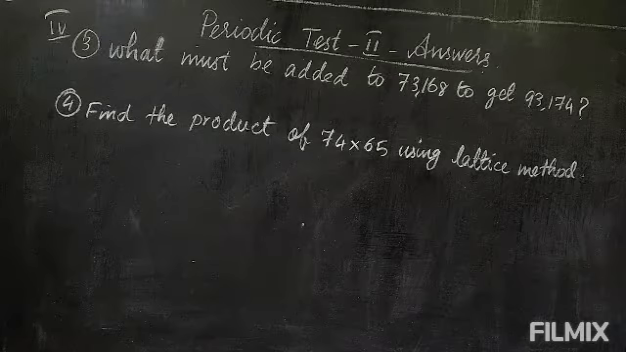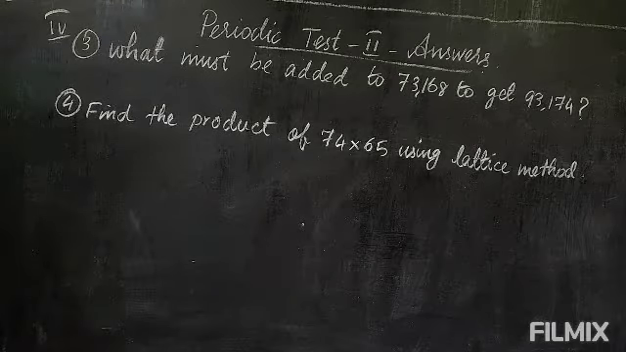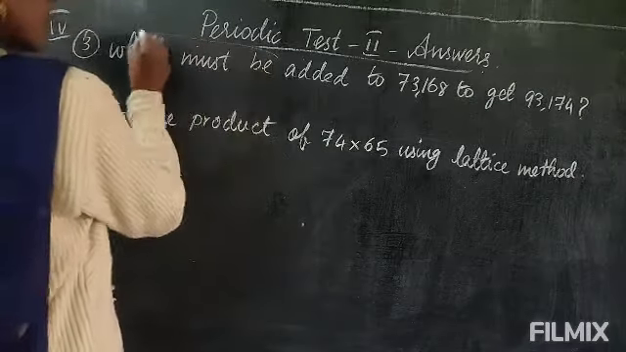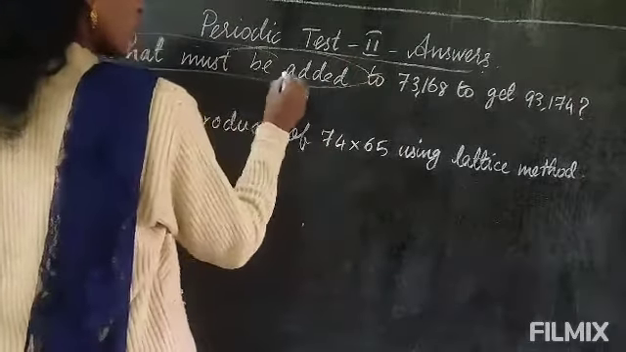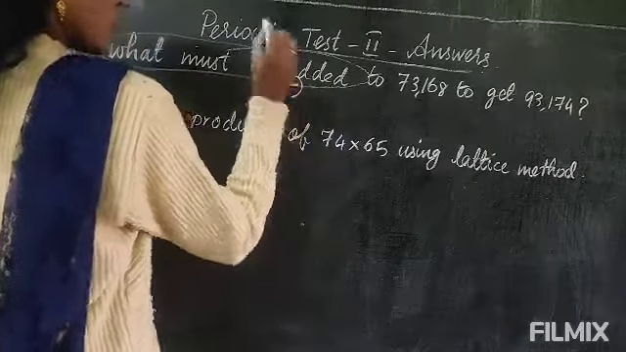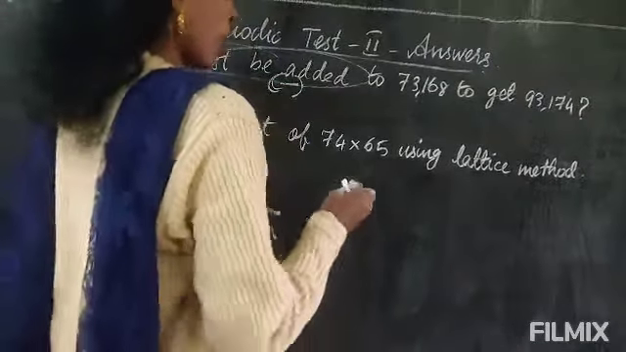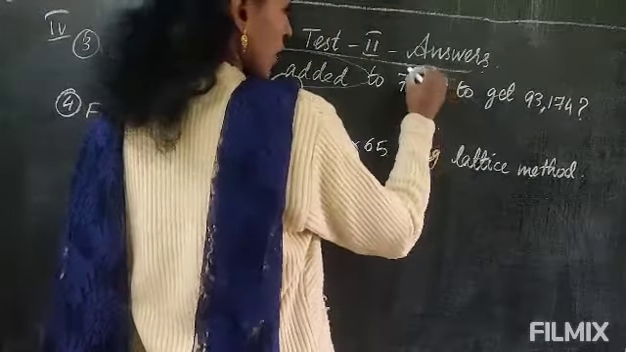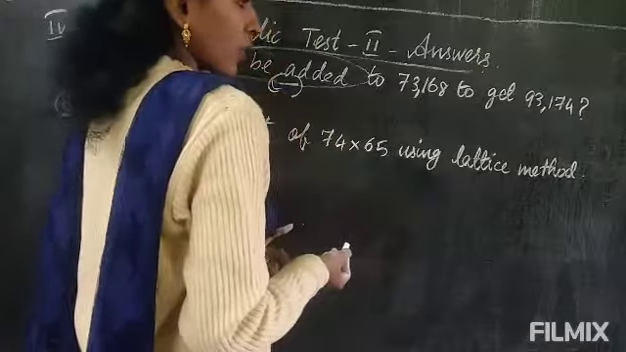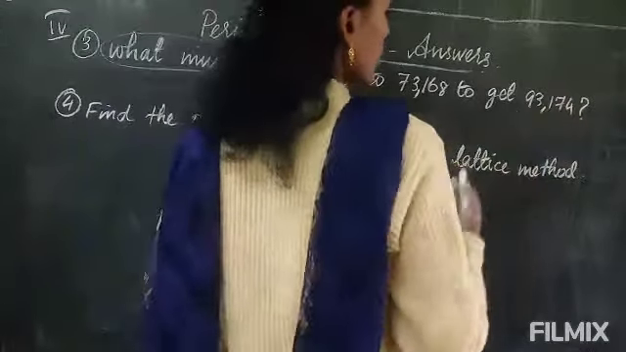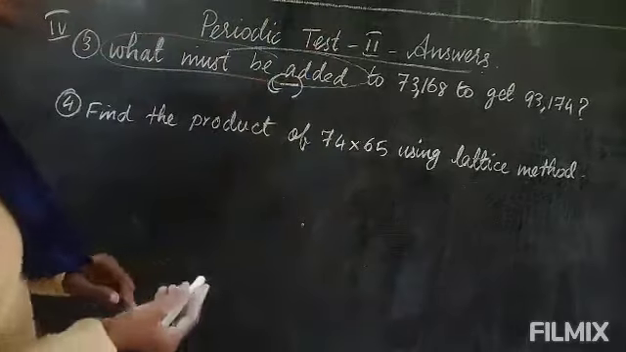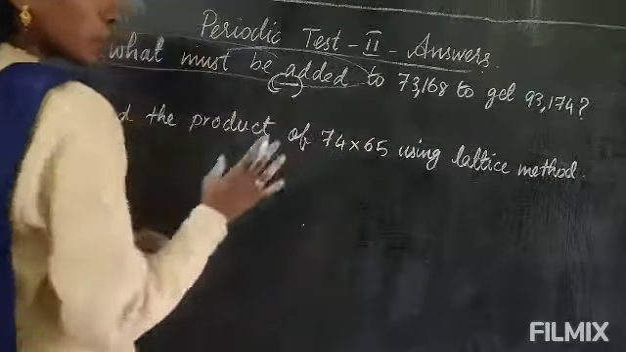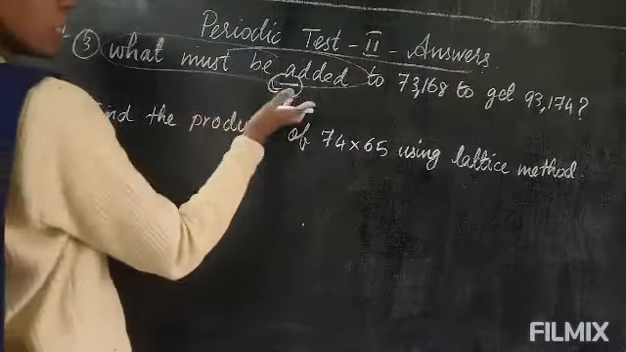Next one, what must be added to 73,168 to get 93,174? If the words "what must be added" come, I told you to subtract. Again, this is another one where many of you made a mistake. Since I had given a comma here, many of you thought 73 is one number and 168 is another number, and 93 is another number and 174 is another number. That way you had written the answer. These are both 5-digit numbers, and what must be added means you have to subtract.